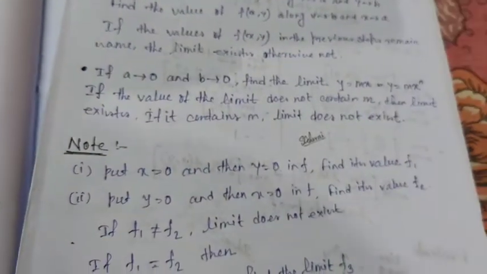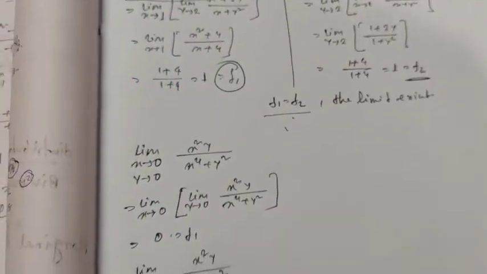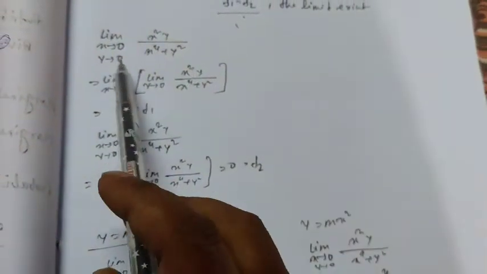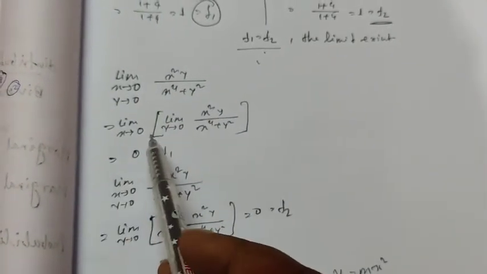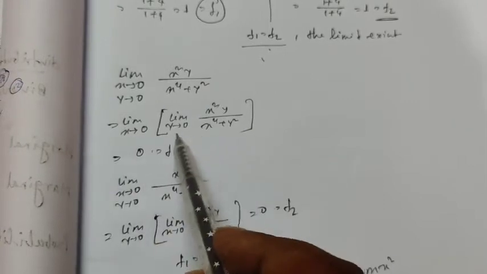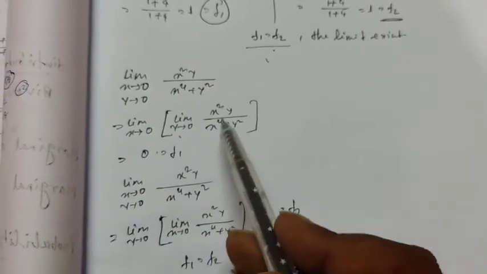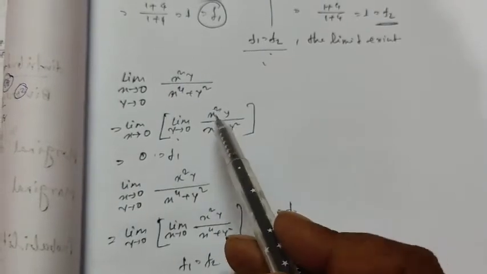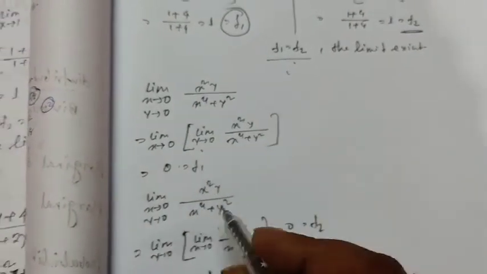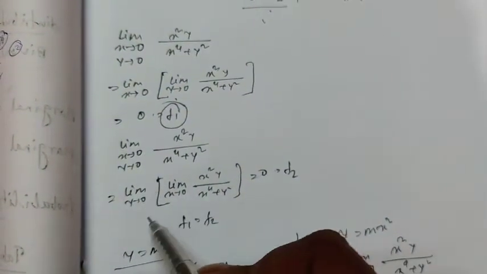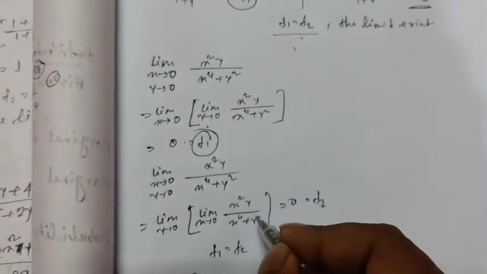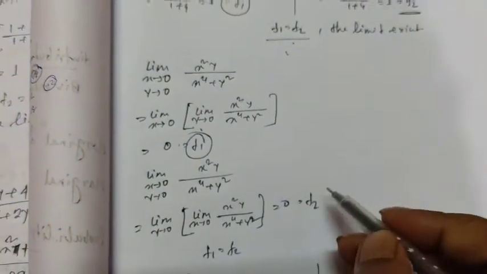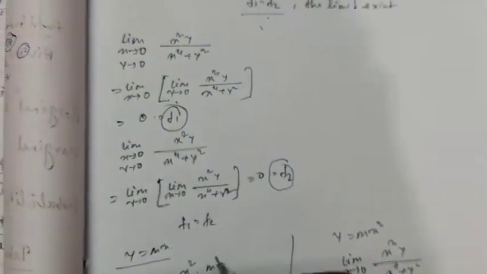So now let us explain one problem about this. See here, we consider one problem: limit x tends to 0, y tends to 0, of x square y by x to the power 4 plus y square. We find first f1: x square y by x to the power 4 plus y square. If we put y is equal to 0, this is 0, so we get the value of f1 is 0. Now check limit x tends to 0, y tends to 0. First find x tends to 0. So if we put limit y tends to 0, limit x tends to 0, x square y by x to the power 4 plus y square, we get 0. This is the value of f2. So f1 is equal to f2.